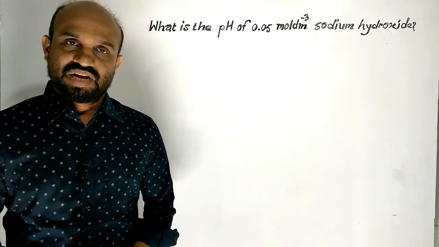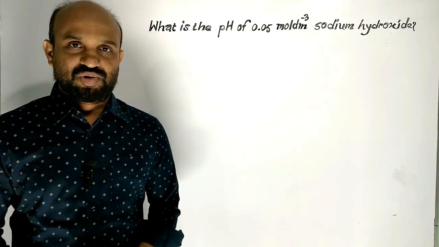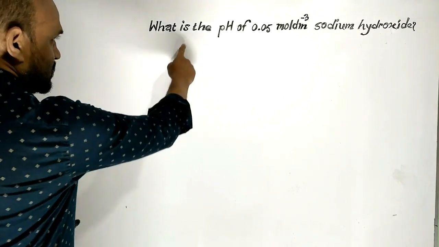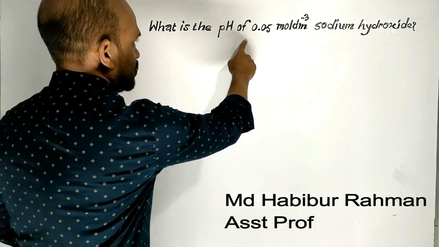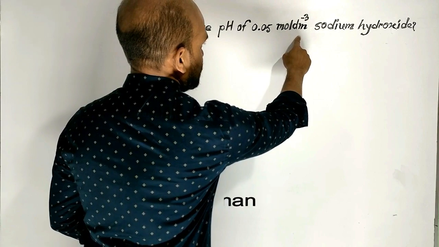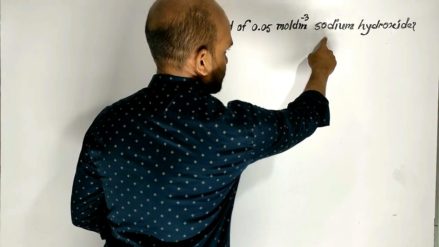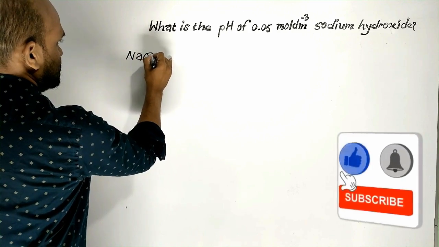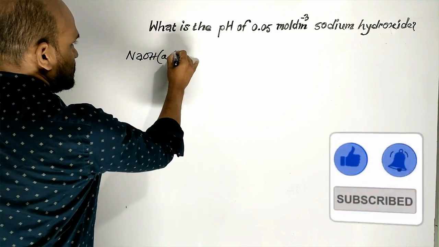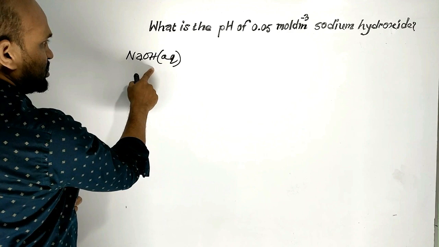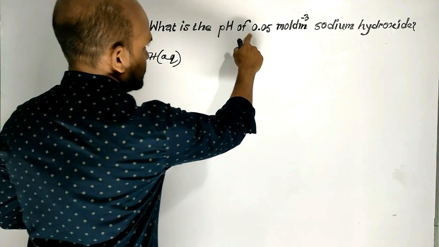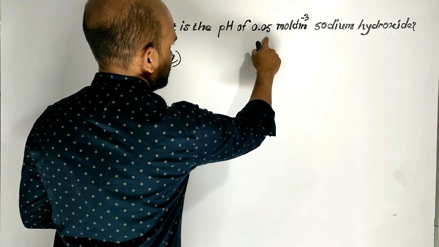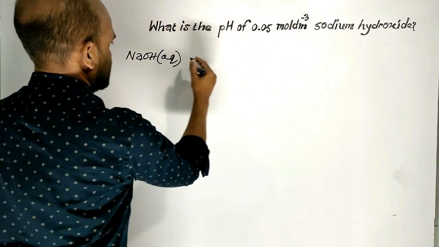Mathematical problem related to pH. Let us see the problem. What is the pH of 0.05 mole per cubic decimeter sodium hydroxide solution? Here, sodium hydroxide solution. Here, concentration is 0.05 mole per cubic decimeter.